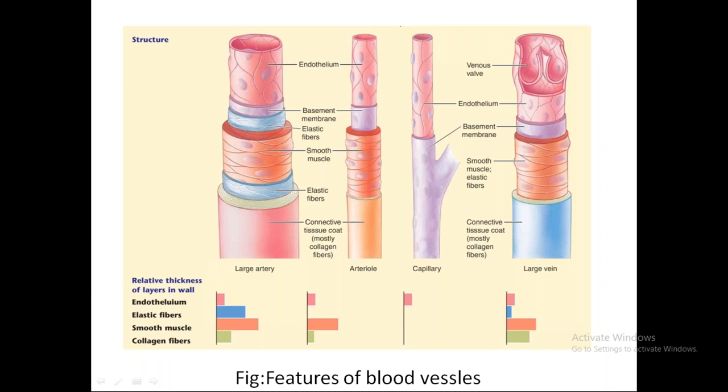This figure shows the features of the blood vessels. This is the large artery. In a large artery, there are elastic fibers and smooth muscle fibers. In an arteriole, there is no elastic fiber, but there is a strong muscular layer, that is a smooth muscle layer. In a large vein, there are also smooth muscle and elastic fibers, and there is a venous valve.